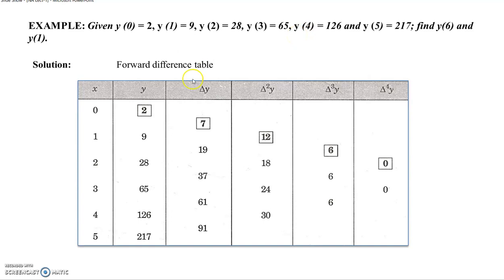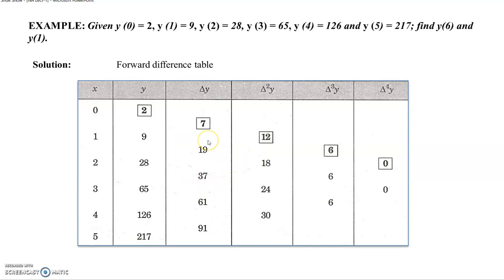For that, we'll first draw the forward difference table. You can easily draw this table now. We studied this table in our first lecture. So our arguments in the example are 0, 1, 2, 3, 4 and 5. At these arguments, entries are 2, 9, 28, 65 and 126. After taking their differences, 9 minus 2 is 7, then 19 minus 7 is 12, then 18 minus 12 is 6, 6, and so on, you will get this forward difference table.